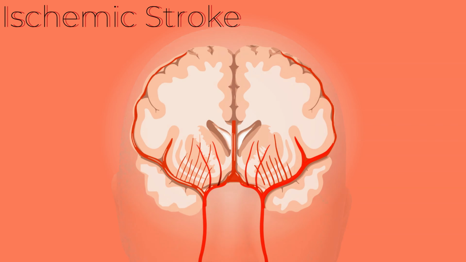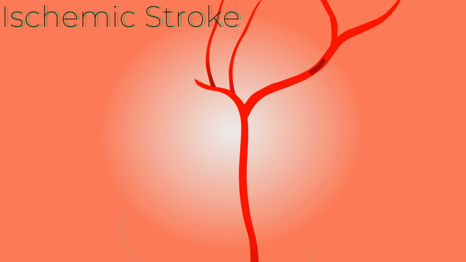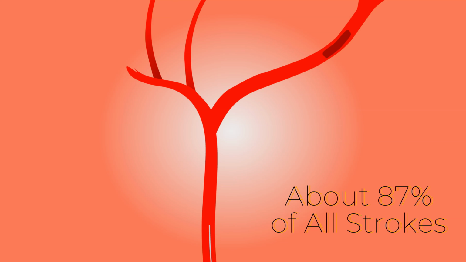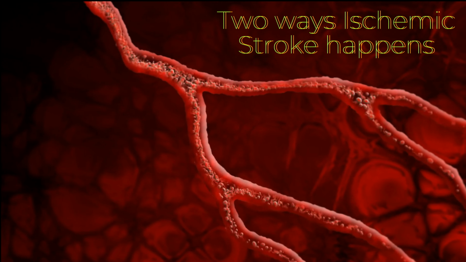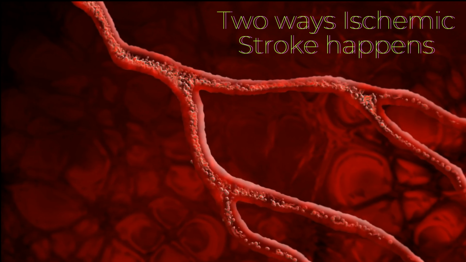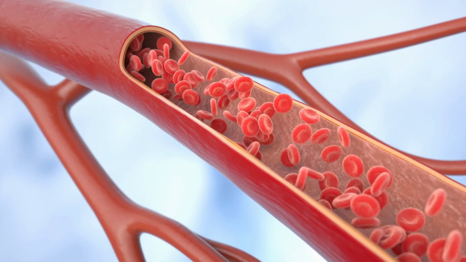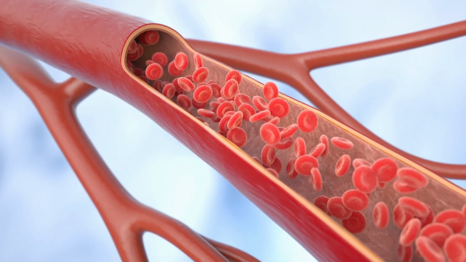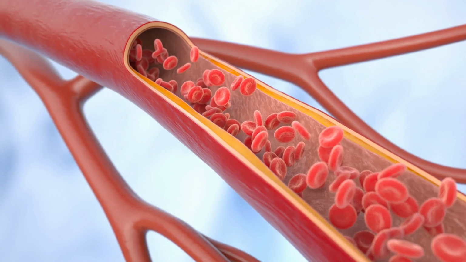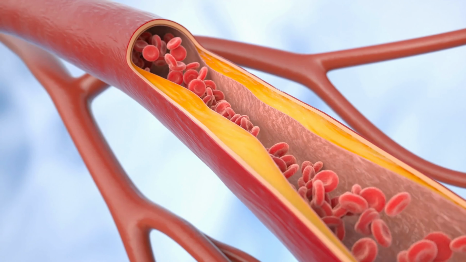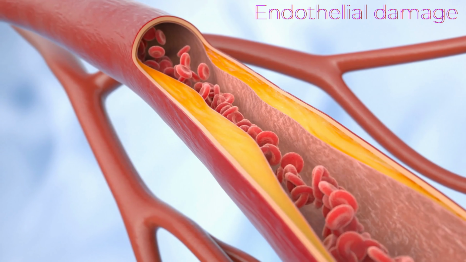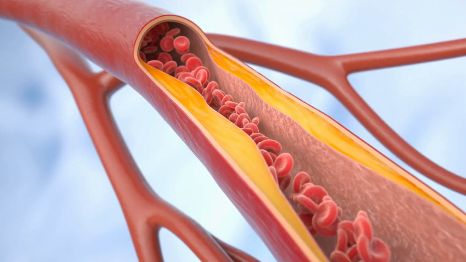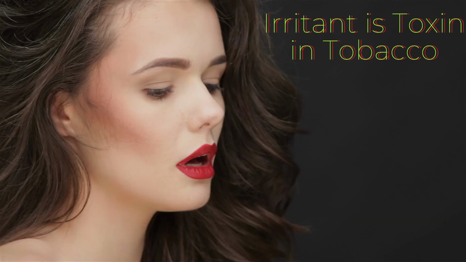Types of strokes in order of frequency and impact on society. Number 1. Ischemic stroke. The most common type, accounting for about 87% of all strokes. It occurs when a blood clot blocks or narrows an artery leading to the brain. A. There are two main ways an ischemic stroke happens. One mechanism is endothelial cell dysfunction, which is when something irritates or inflames the slippery inner lining of the artery, the tunica intima. One classic irritant is the toxin found in tobacco.